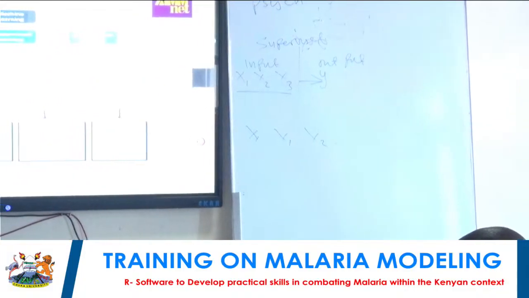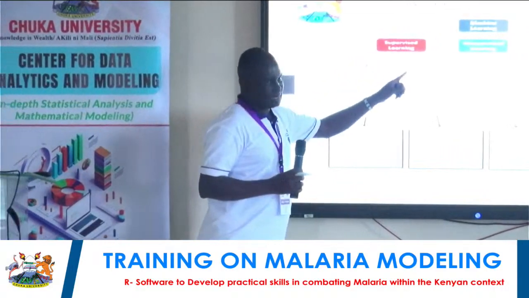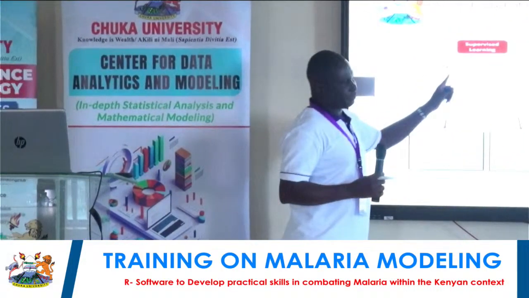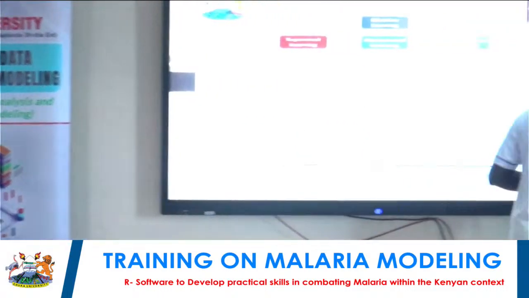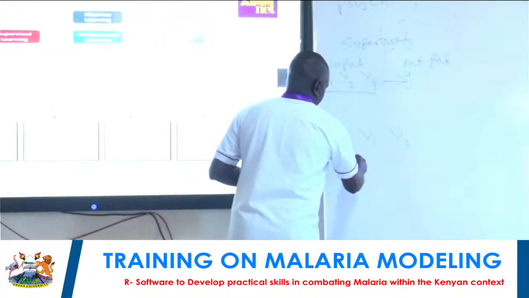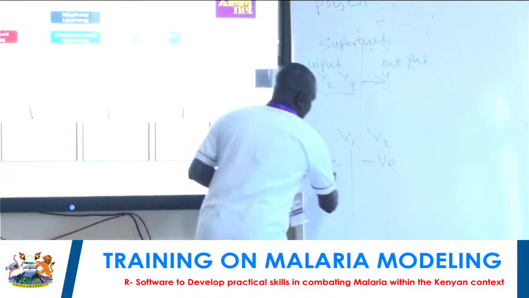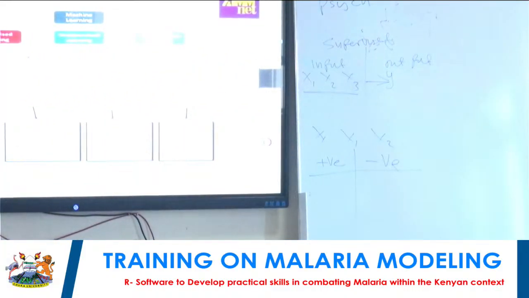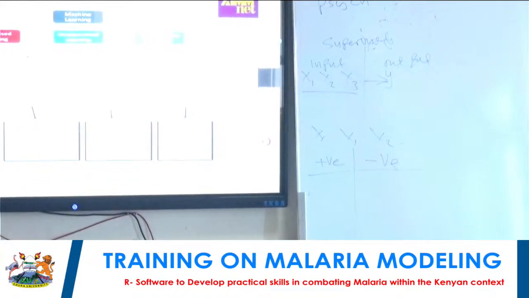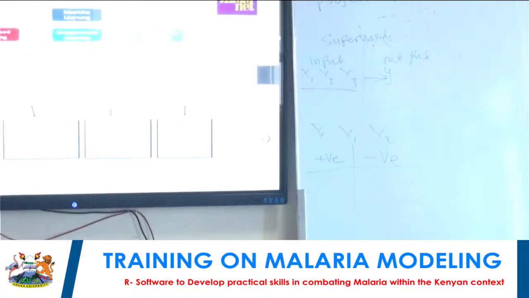For this particular presentation or training, I want to concentrate on supervised learning, and specifically classification. Here is somebody who is tested for malaria. He is either positive or negative for malaria. So the output variable is not continuous, it's a categorical variable which has only two outcomes. You are either positive or negative.